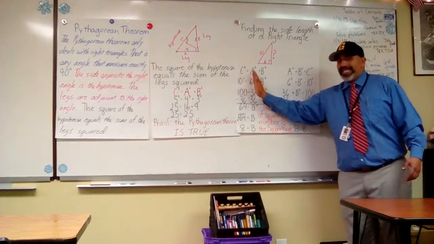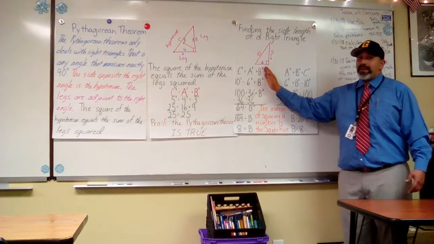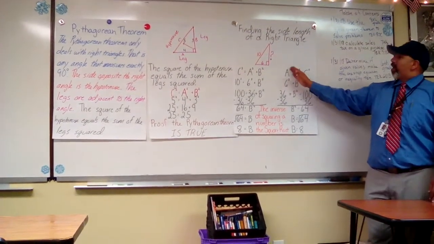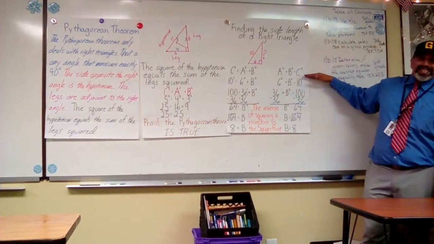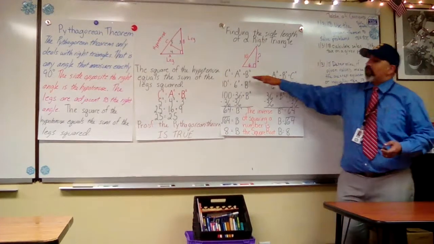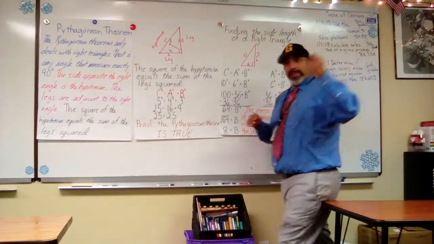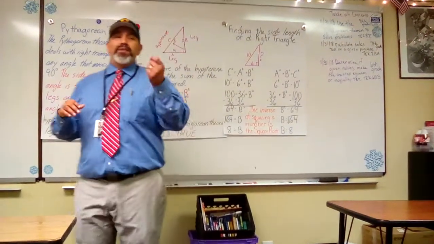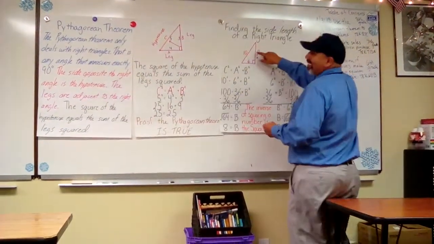So we can either have c squared equals a squared plus b squared, or a squared plus b squared equals c squared. Some people prefer writing it down this way because it looks like it's in alphabetical order. Either way, you're going to get the same answer because addition follows the commutative property. We're trying to find the side length.